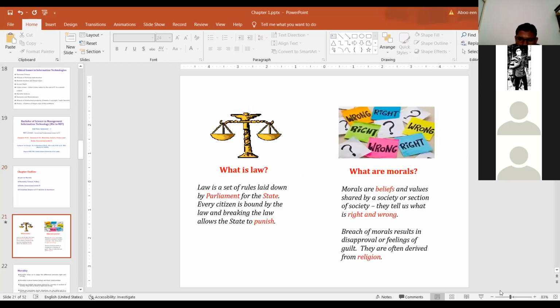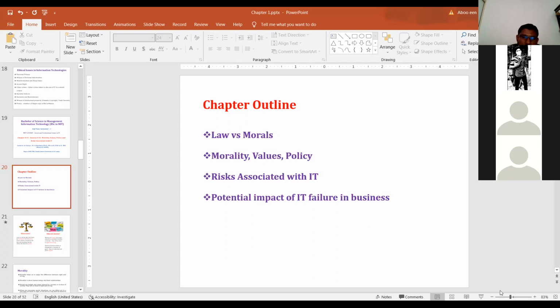Now tell me, what is moral? Any idea? Previously, we discussed ethics, and after that we looked at code of ethics. And now we are going to discuss morals. What is moral?